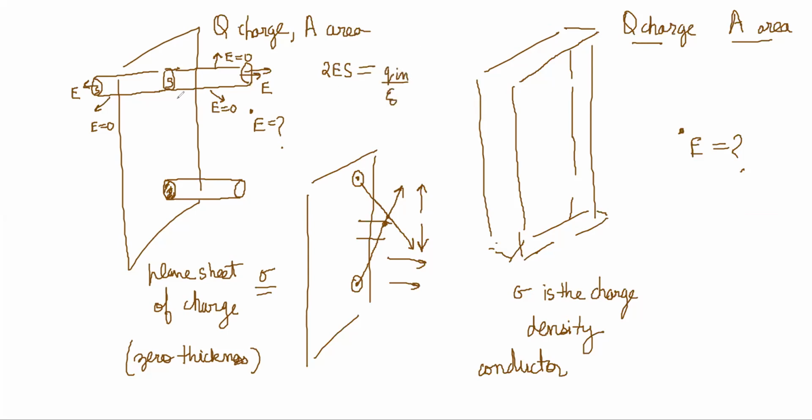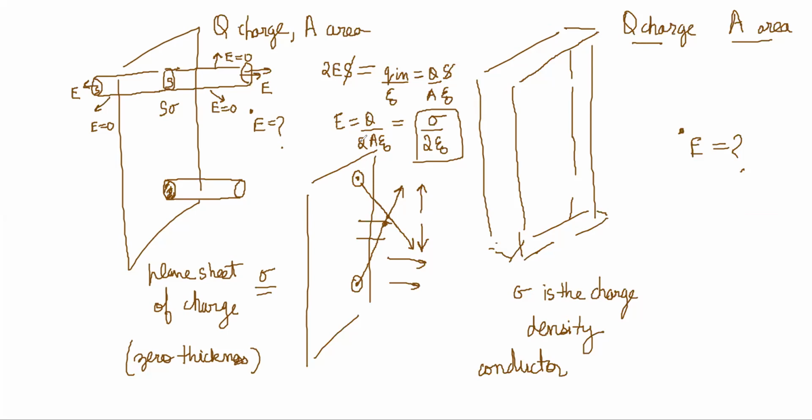What is Q inside? Q inside is S into sigma, right? Sigma is Q by A. So S cancels and the field becomes Q by 2A E naught, which can be written as sigma by 2 E naught. So due to a plane sheet of charge, the field is sigma by 2 E naught.